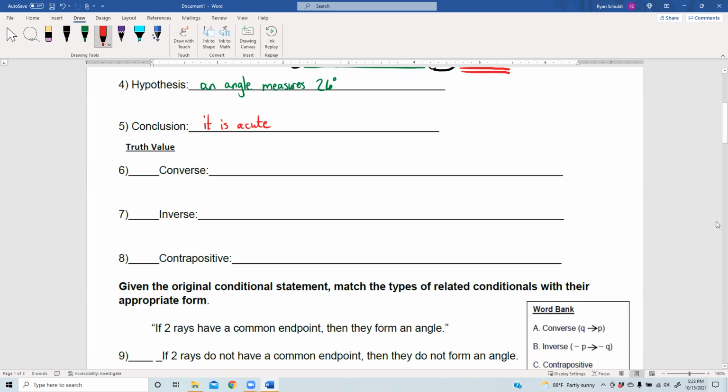Okay, so we have to take this hypothesis and this conclusion and write a converse, inverse, and contrapositive with it. So let's do it. For the converse, what order does the converse need to be in? It needs to be in the form of if Q, then P. And we want to make sure our noun comes first.